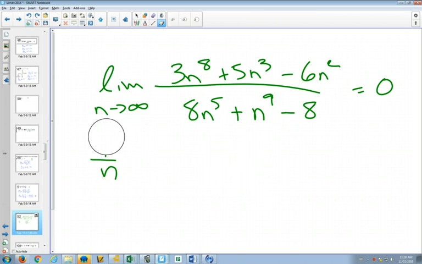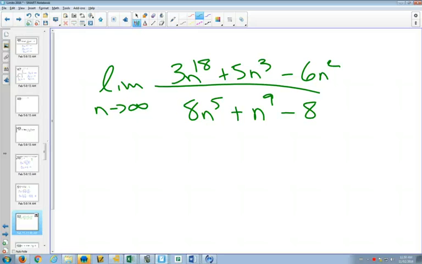If I did this same question, but made this an n to the 18 on the top, now my biggest power is n to the 18. I have a lot more n's on the top than I do on the bottom. And as n gets really, really big, this will equal infinity.